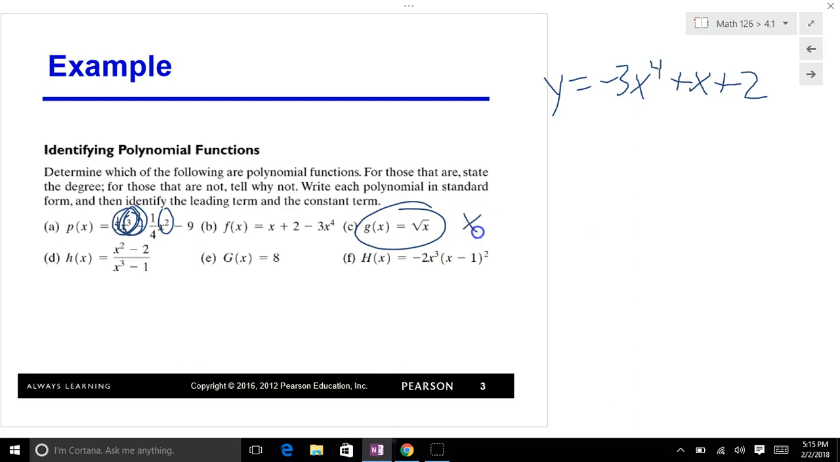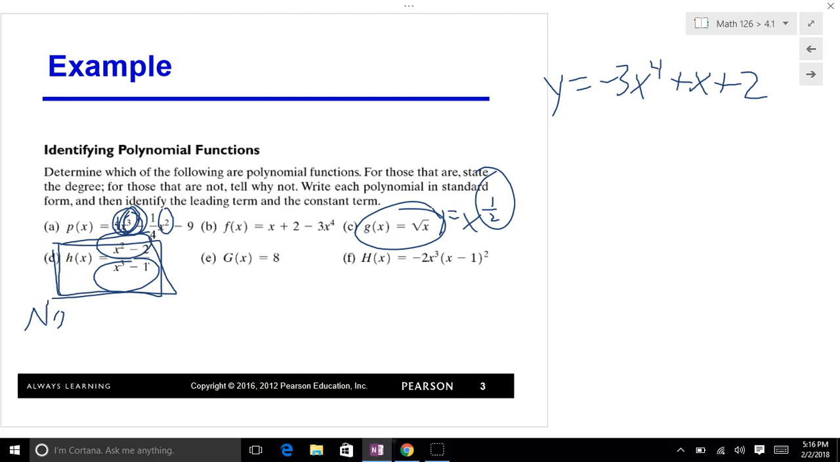Okay. C, now C is not. If you were to write this in exponential form, it would be y equals x to the 1/2. That's the same thing as square root of x, x to the 1/2. You cannot have rational exponents, so that one is not a polynomial function. This one also is not. This is a polynomial over another polynomial, so you can't be dividing polynomials, so this one's a no as well. That's specifically referred to as a rational function, but it is not a polynomial function. You can't be dividing them there.